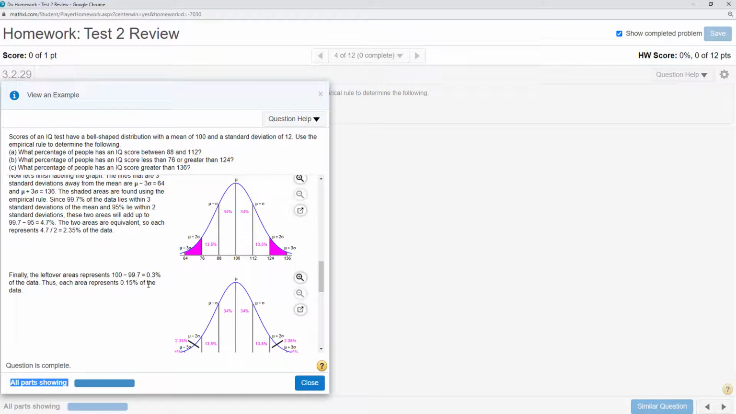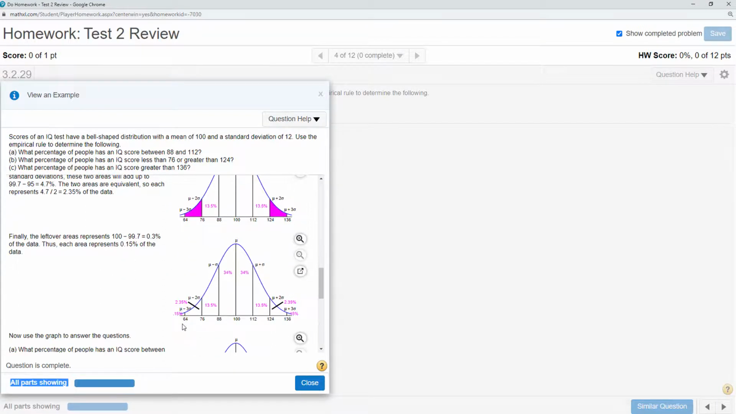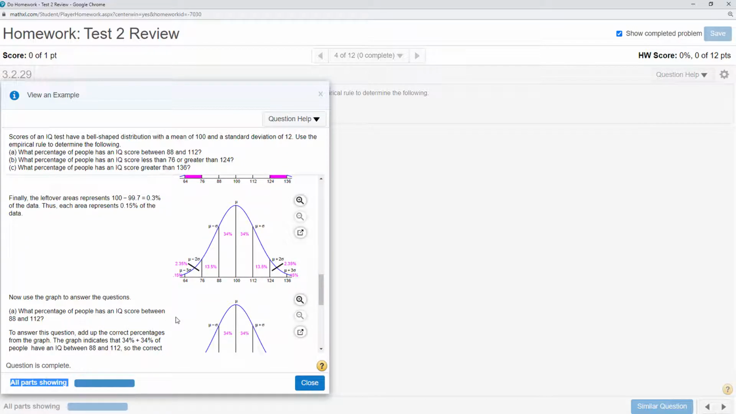Finally, the leftover areas: 99.7, that's 0.3% of the data. That's beyond the 3 deviations, which is 0.3% of the data. So beyond that, it's going to be 0.15% on each side. Okay, so we have a complete chart here.